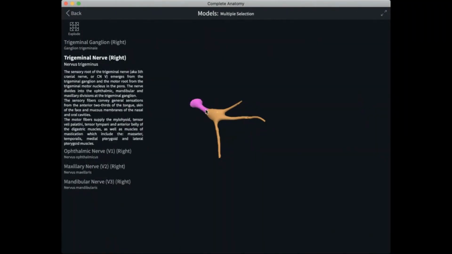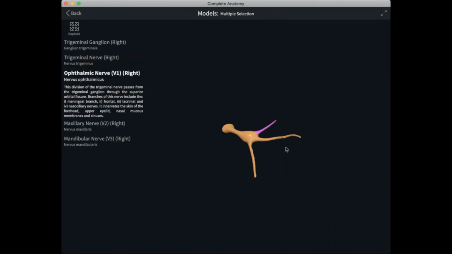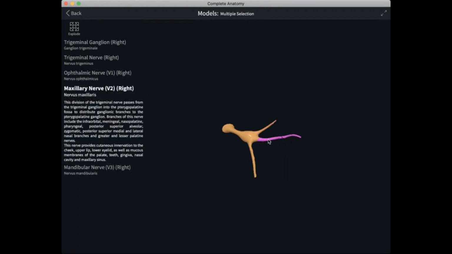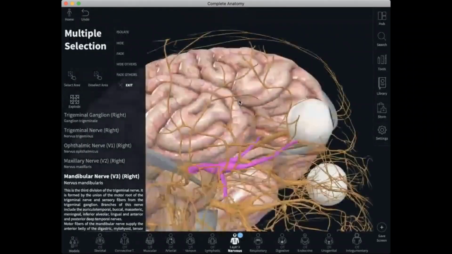Now if you see here, this is the origin point of the trigeminal nerve. Then it comes and forms a big ganglion. The trigeminal nerve is said to be the thickest of all cranial nerves, and it divides into three main branches. One is the ophthalmic branch, which we also call V1, one is the maxillary branch, which we call V2, and the third is the mandibular branch, which we call V3.